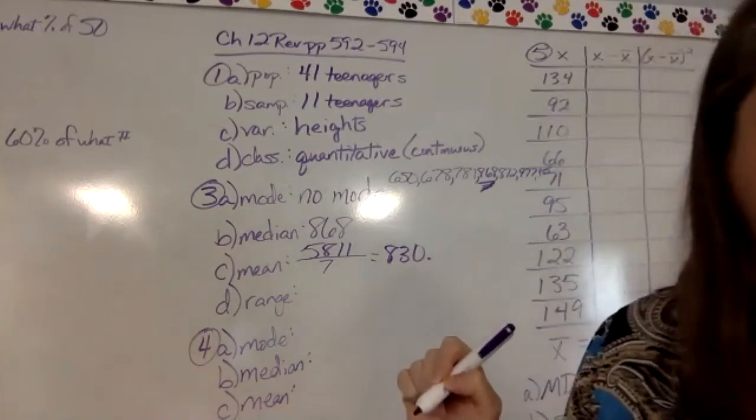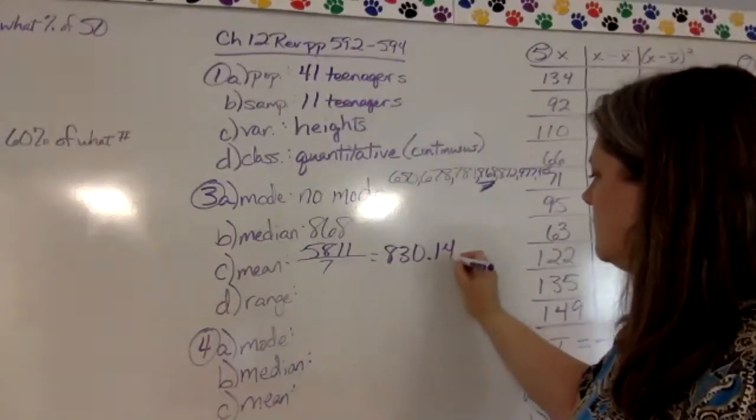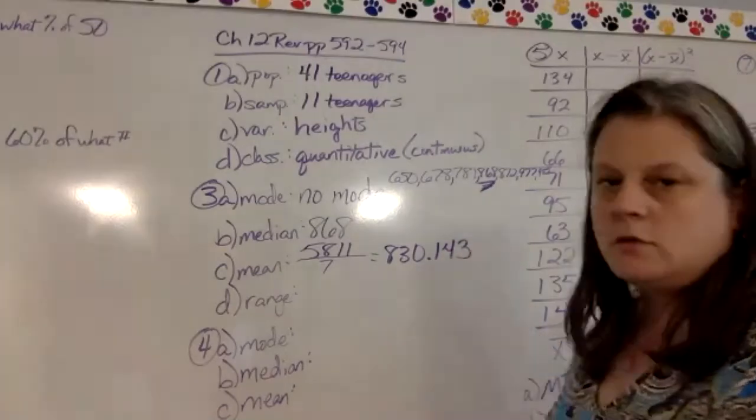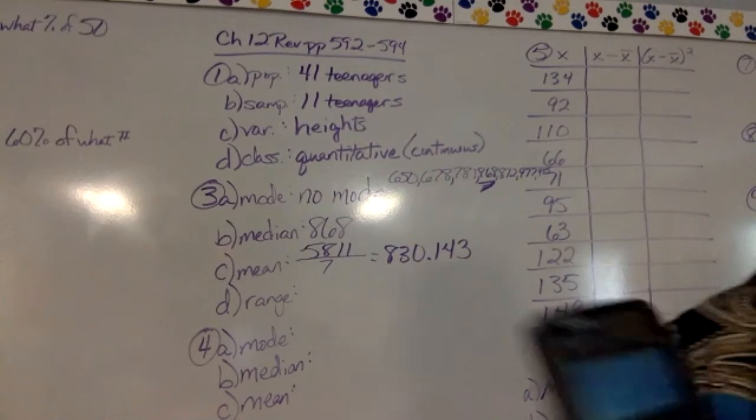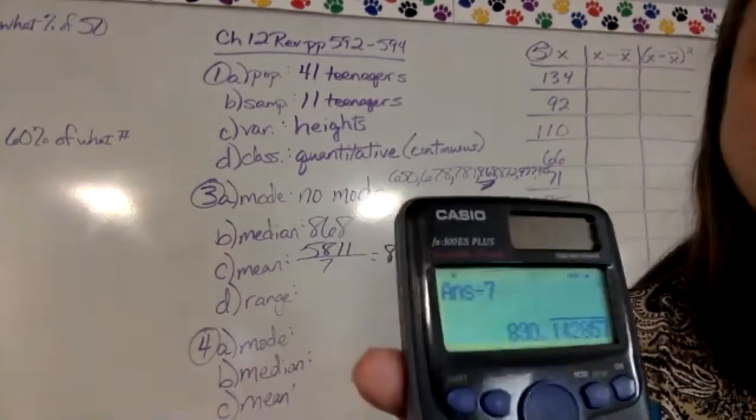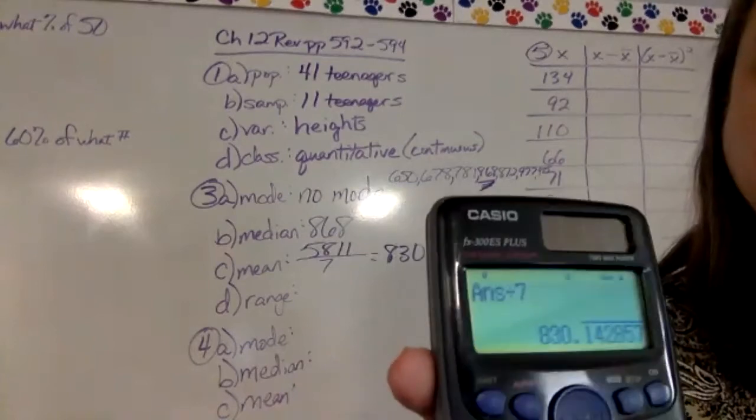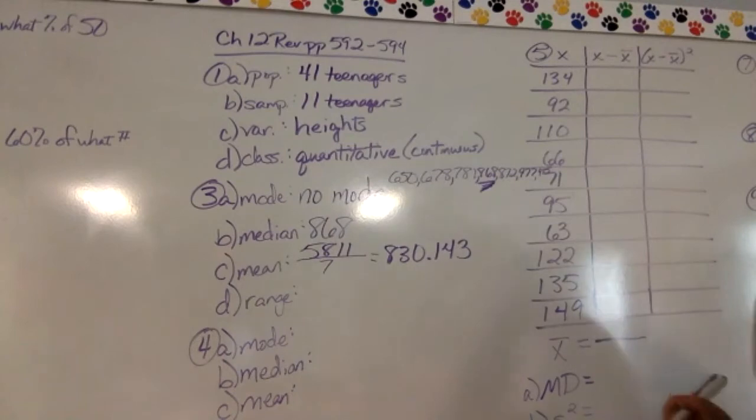So I have 830.143. Because on my calculator, I get this big long repeating decimal. Hint, when you divide by 7, you're always going to get a repeating decimal. Okay, you round it off.